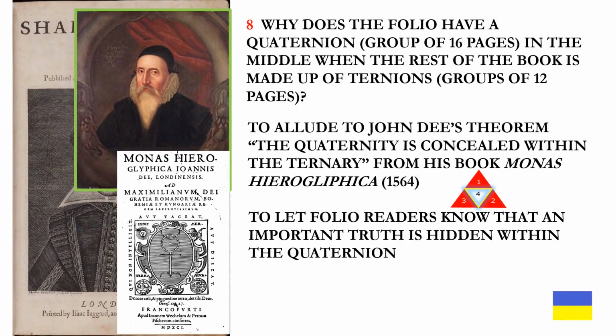And finally, question number 8. Why does the folio have a quaternion in the middle when the rest of the book is made up of ternions? To allude to John Dee's theorem, the quaternity is concealed within the ternary from his book, Monas Hieroglyphica, and in particular, page 69, where the theorem appears in the 1591 edition, and to let folio readers know that an important truth is hidden within the quaternion.